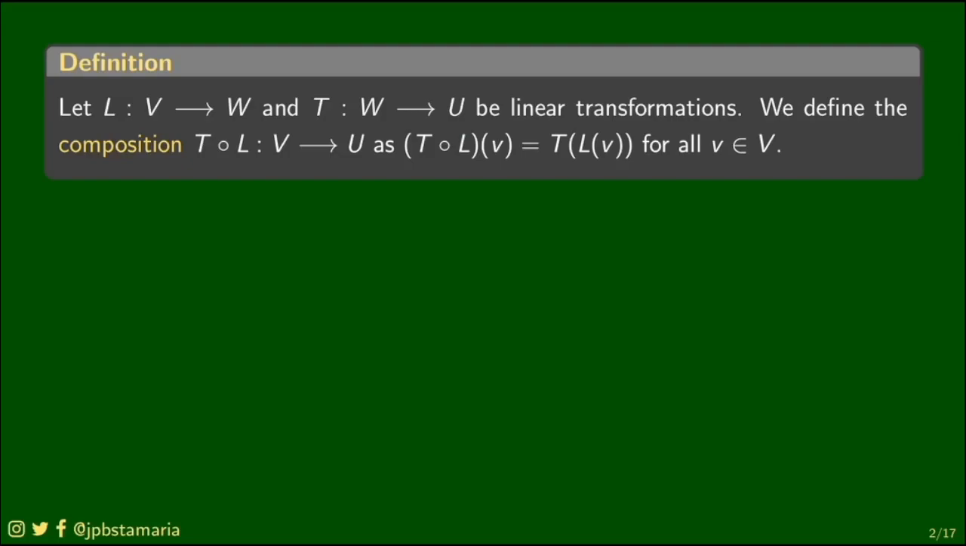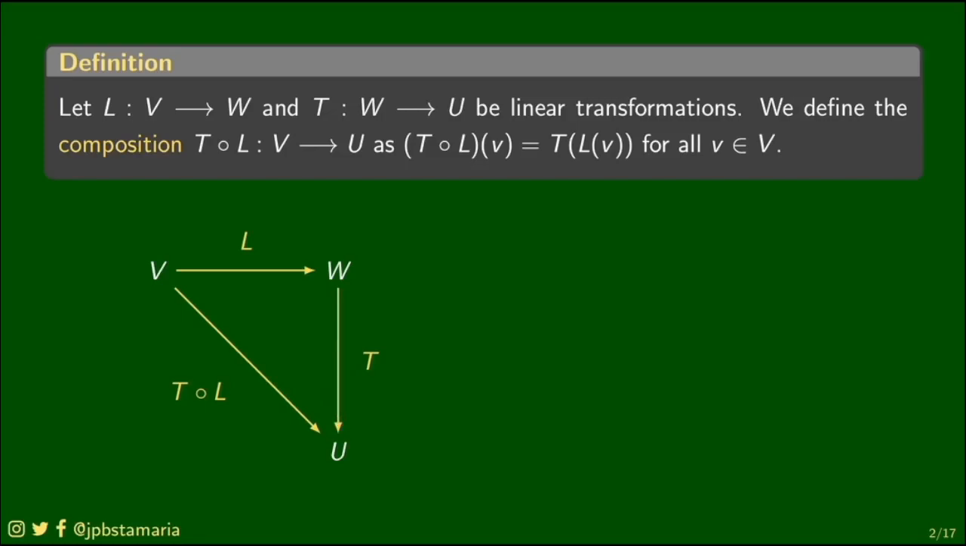Before we talk about isomorphisms, we need the following definitions. We now define the composition of linear transformations. Here you need two linear transformations, L from V to W and another transformation T from W to U. I would like to illustrate this definition using this diagram. Here you get an L that goes from V to W, and T goes from W to U, right?